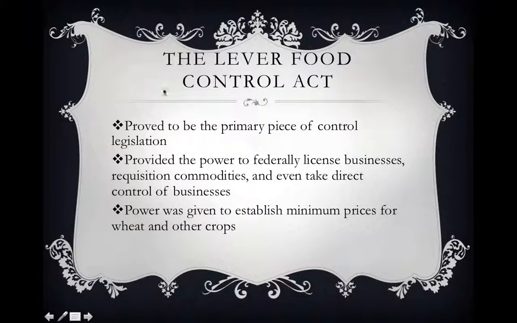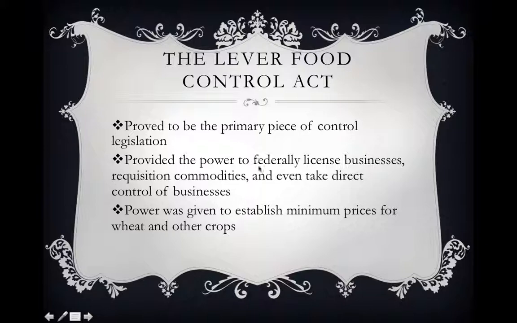The Lever Food Control Act is the main act that you should be aware of. This had many, many elements in it. It was the primary piece of the control legislation that the government used. It gave the government the license to federally license businesses. So in order to do business, you had to be licensed by the federal government, and that gave the government control. If you couldn't get a federal license, you couldn't do that type of business. Also, the threat of having your license revoked is a very powerful tool. If your license is revoked, you cannot do that type of business anymore.